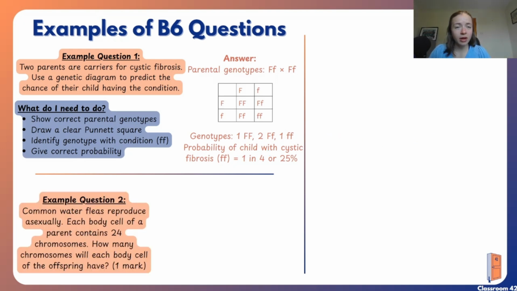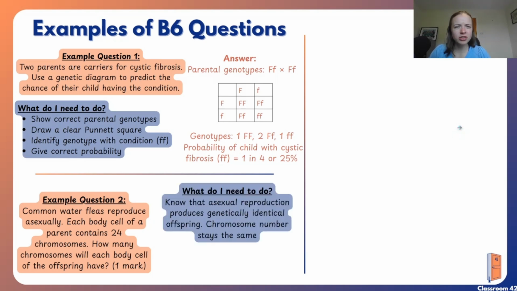Example question 2 is common water fleas reproduce asexually. Each body cell of a parent contains 24 chromosomes, so how many chromosomes will each body cell of the offspring have? And now this is probably put as a question to be not a trick, but rather to catch students out and make sure that they're not second guessing their knowledge. So we know that asexual reproduction produces genetically identical offspring, therefore the chromosome number stays the same, which makes the answer 24, but a common mistake on this question, according to the examiner report, is to say 12 or 48. Some people think that there has to be a change, otherwise we wouldn't have the question asked, but no, it's just asking for your understanding that asexual reproduction produces those genetically identical offspring, therefore they must have the same number of chromosomes as their parents.